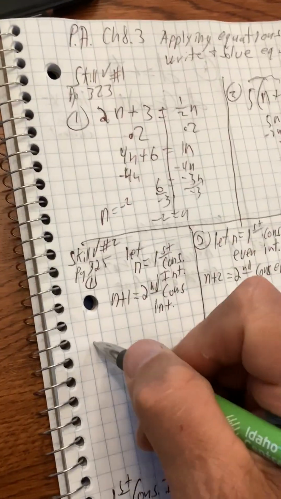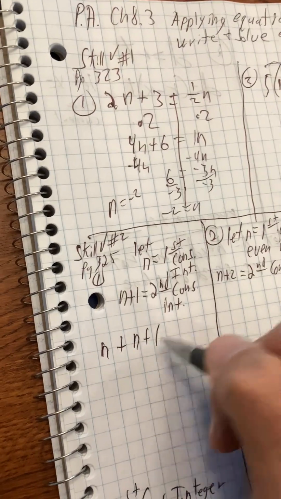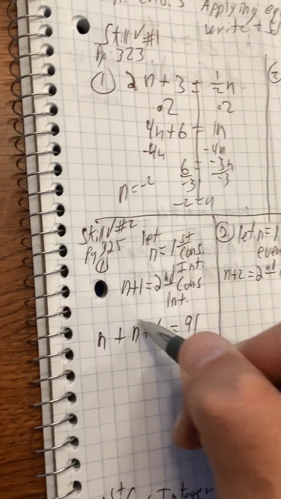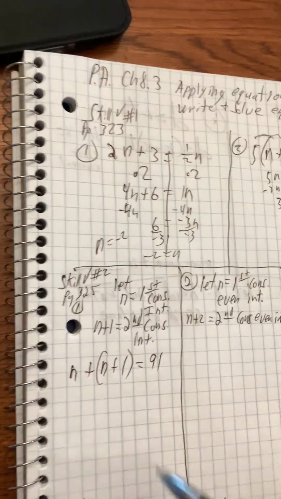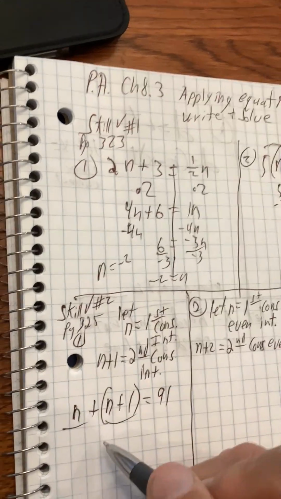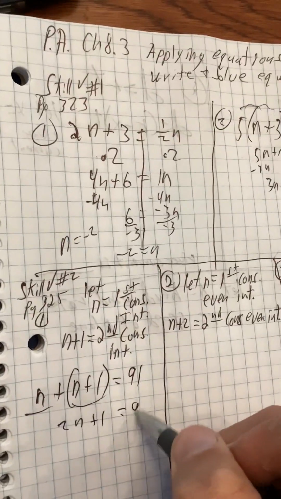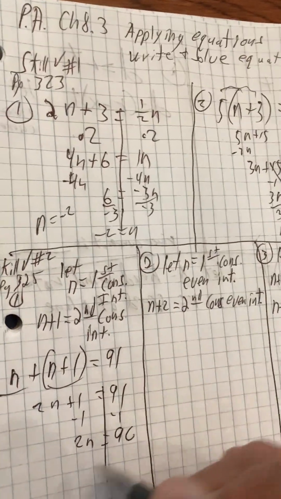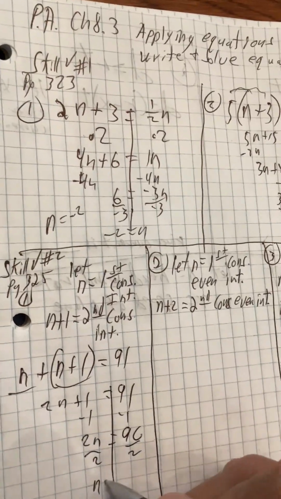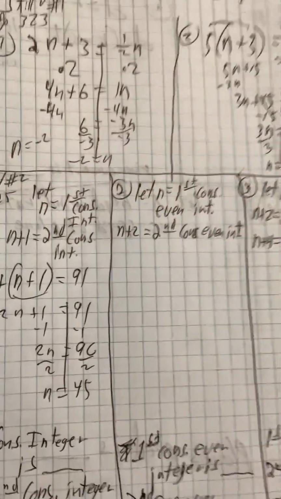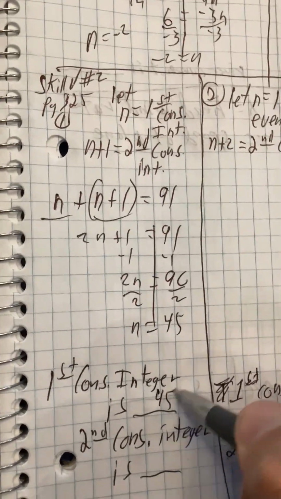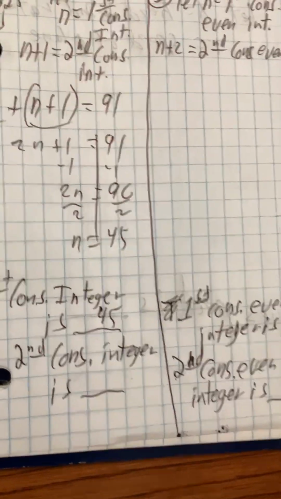So here's the first one plus here's the second is going to add up to 91. And if you want to put that in parentheses, here's the first and the second, or maybe underline. Anyways, 2n plus 1 equals 91, and away I go. So 2n equals 90, divide by 2, divide by 2, n equals 45. So the first consecutive number is 45, and the second consecutive number is 46, and those add up to 91.